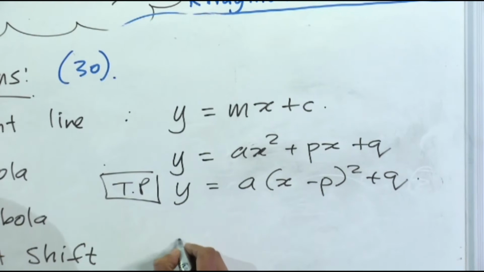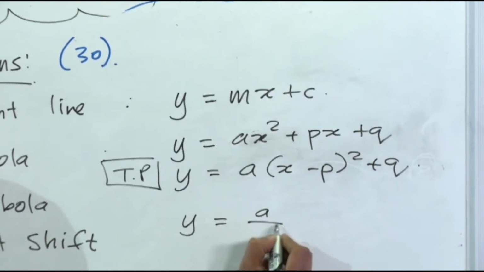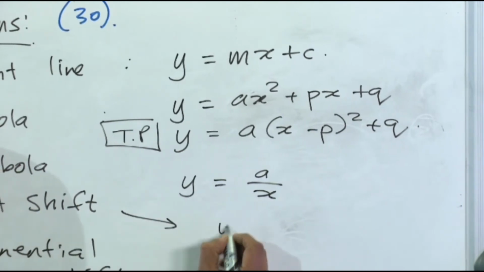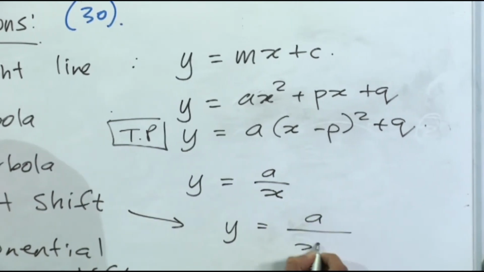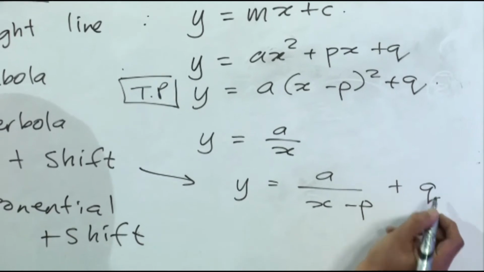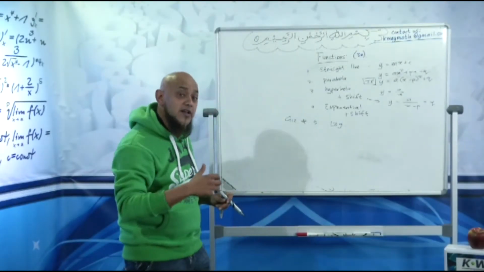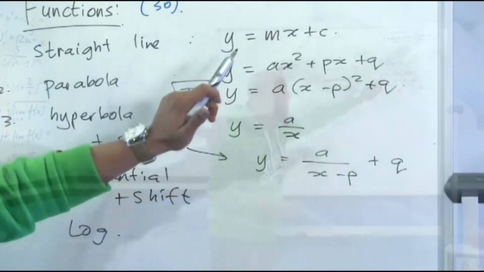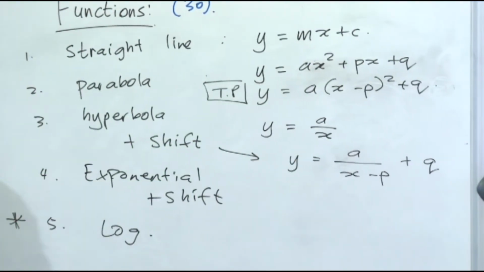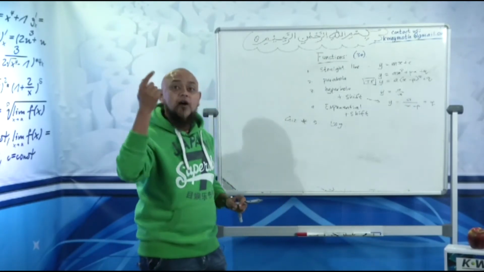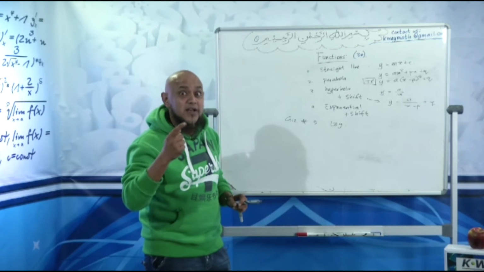The hyperbola, given by y equals a over x. That's your standard hyperbola. The hyperbola with a shift, y equals a over x minus p plus q. As we go through each of these topics, showing you how to sketch, how to determine all the equations, I will then also explain to you what each of these symbols mean in this formula. Remember, these formulas or formulae need to be memorized. You need to know them.